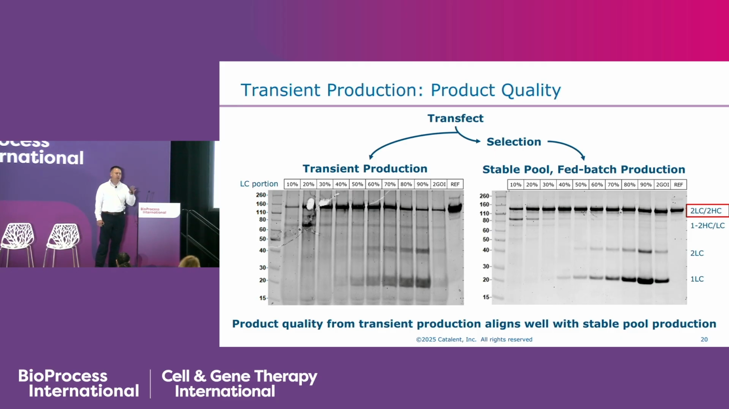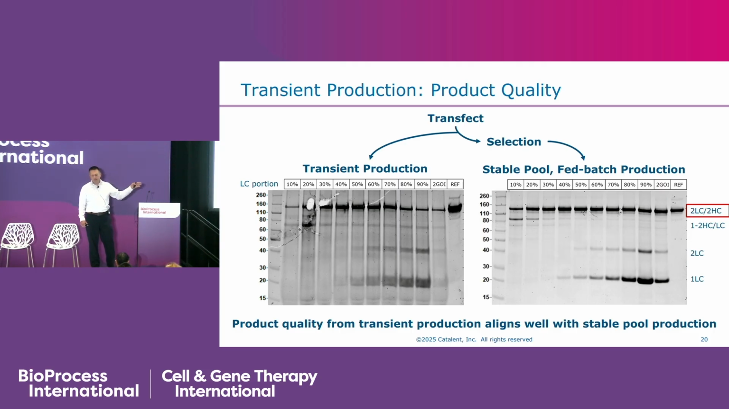So here, I apologize for the ugly gel, but we can still conclude from it. So what we do is we do the pool transfection over a range of ratios of heavy to light chain. This is the same example I showed earlier. After the transfection for the stable pools, we split off some of the cells to do transient productivity. So this is the exact same cell population that goes into the stable pool production.